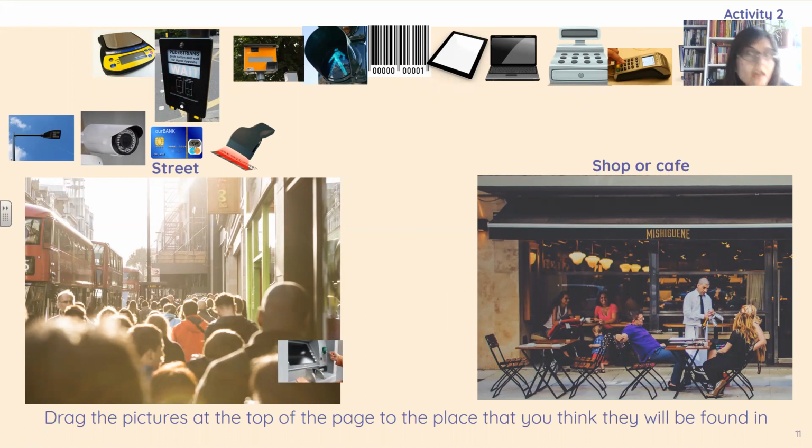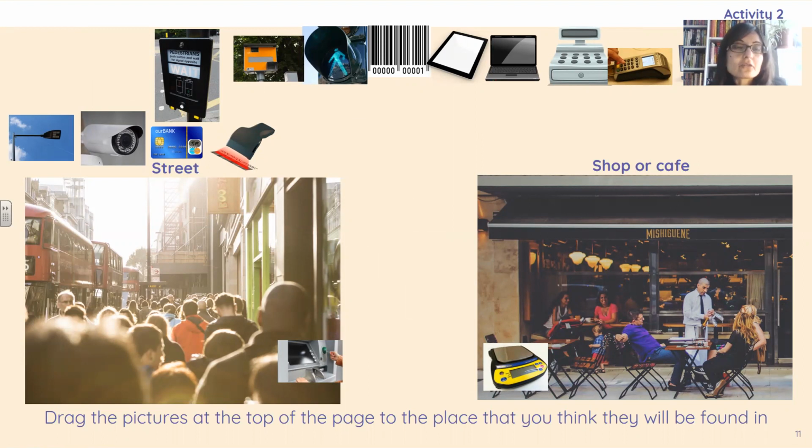The next picture is some weighing scales. Where do you think you'll find those? So back to the middle, you need to jump to the street or the shop cafe. Where do you think you'll find weighing scales? In the shop. So when you go to maybe Sainsbury's or Tesco's or Asda's, you can weigh your bananas or your grapes or your onions and you can see how much you want.